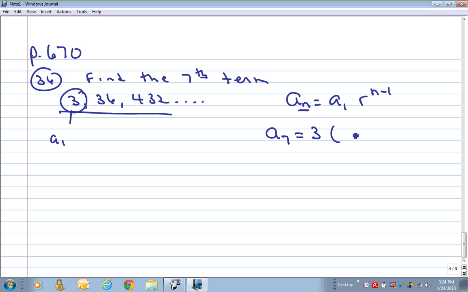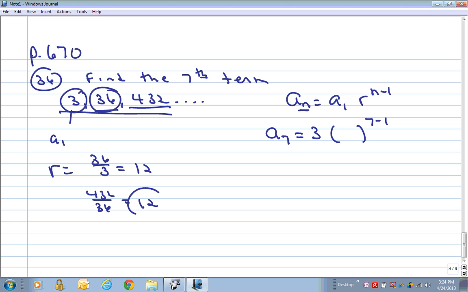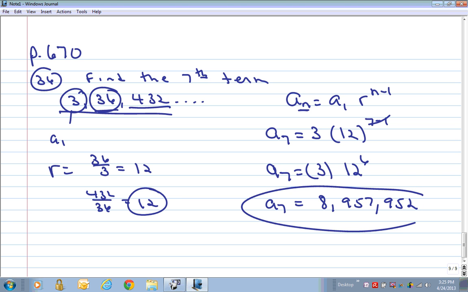We've got to find the ratio, and when we raise that, we're going to raise it to the 7 minus 1 power. So the ratio, remember what we did to find the ratio. We take the second term, which is 36, divided by 3, and we get 12. If you want to double check it, you can take the 432 and divide by 36, and you'll get 12. So your ratio is 12. And so now we're going to find a sub 7 equals 3 times 12 raised to the 6th power. You're going to put that in your calculator. It's going to be a very large number. A sub 7 would be 8,957,952. Woohoo, go Bearcats.